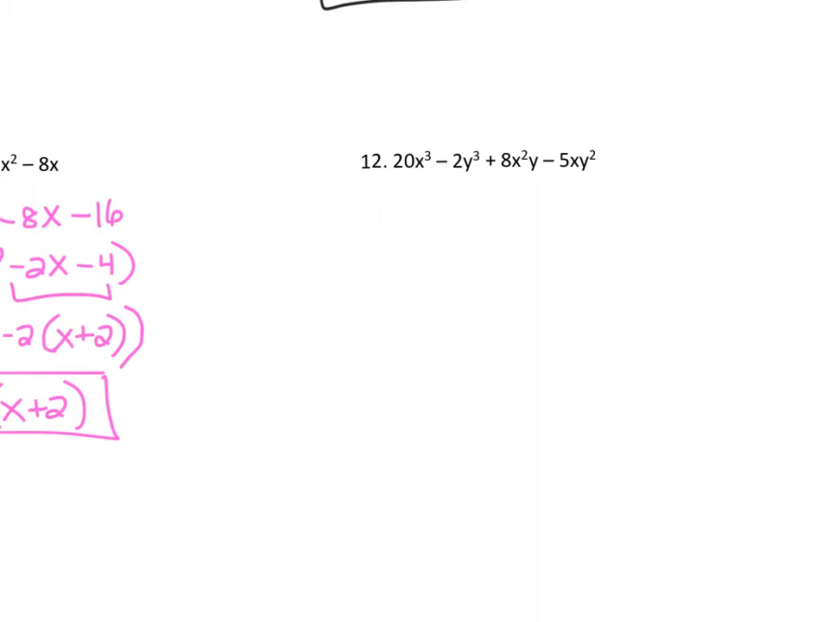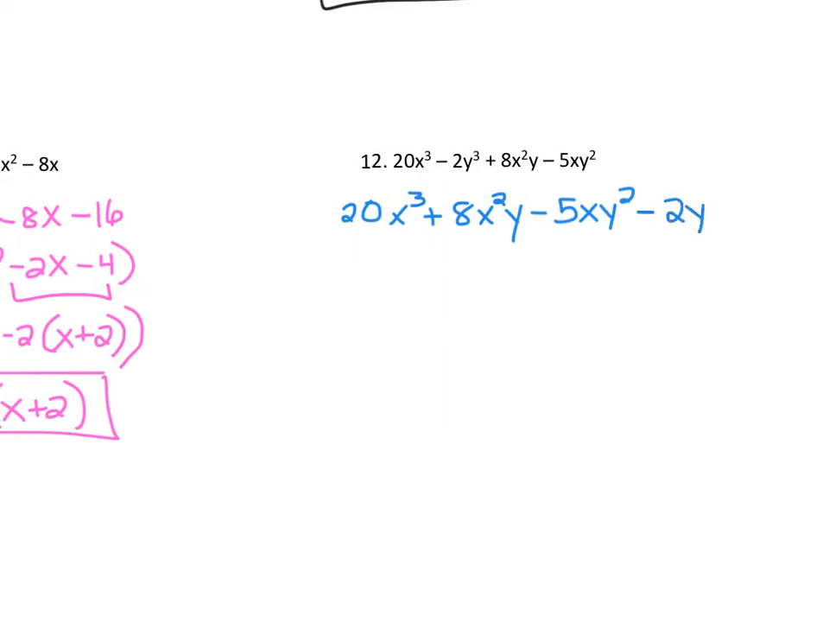All right, so let's first write our 20x to the 3rd. And then the next biggest exponent on our x's is this one right here, x squared. So we're going to put this term next, the plus 8x squared y. And then this is x to the 1st. This is the next exponent when we go in descending order. So we're going to write minus 5xy squared. And then finally, this one has no x's, so we're going to write the negative 2y cubed last.